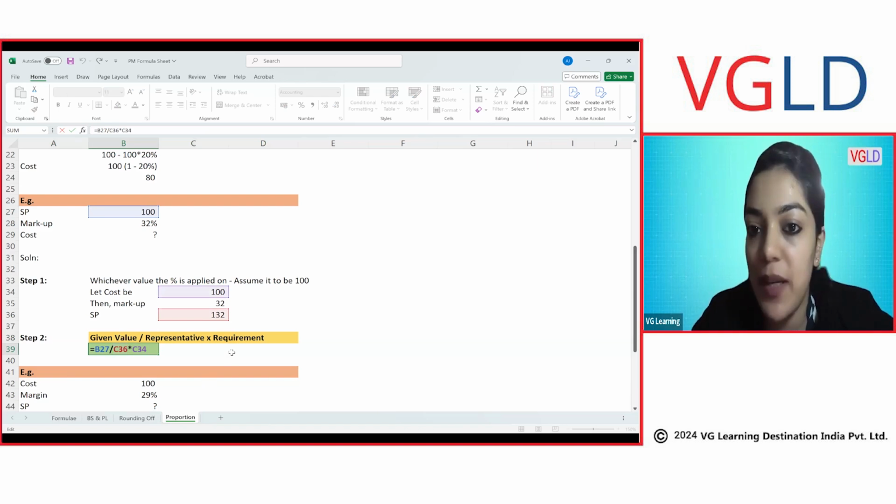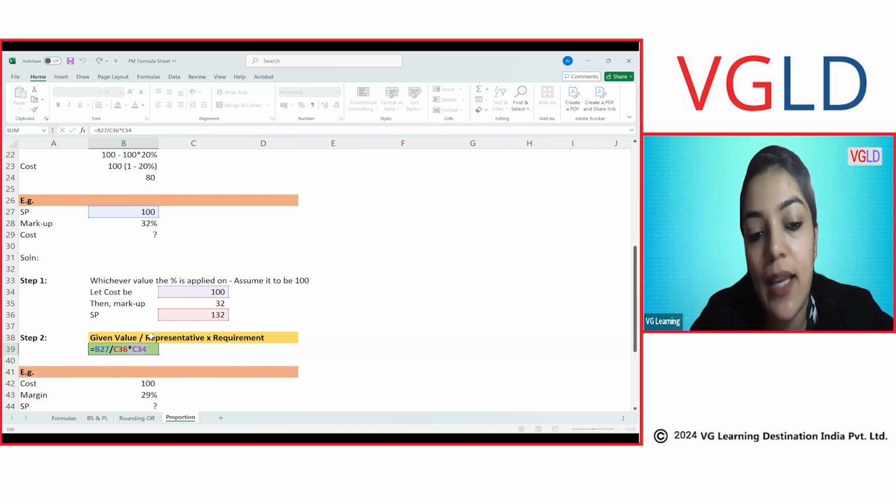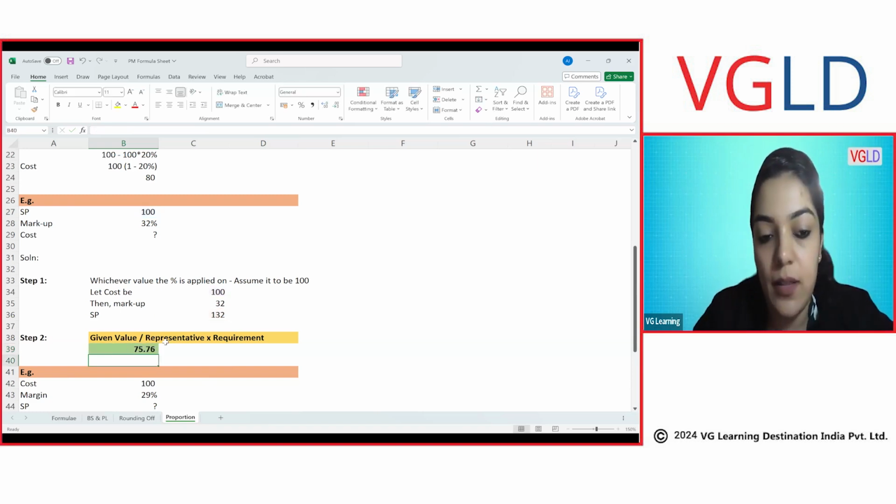So given value divided by representative multiplied with the requirement. Representative of 100 is what in my assumption? It is 132. And what do I want as the answer? The question is asking me cost. So I multiply with cost. So divided by 132 into 100.